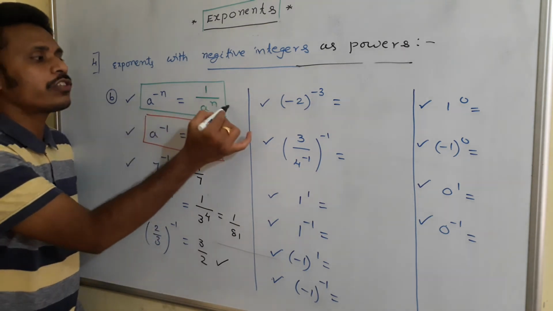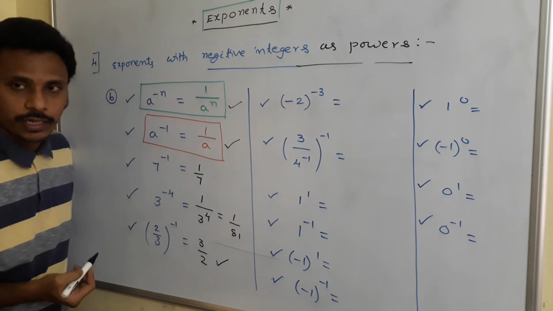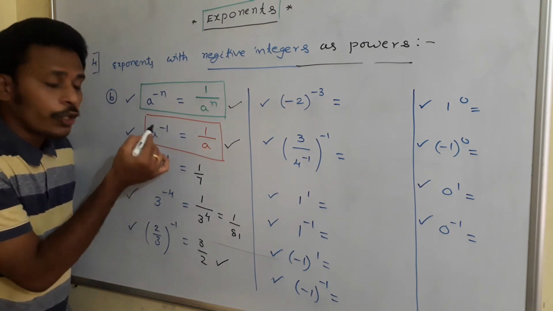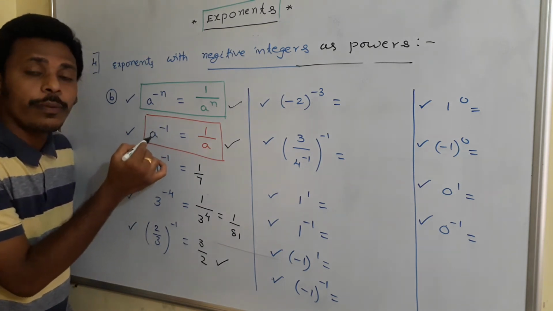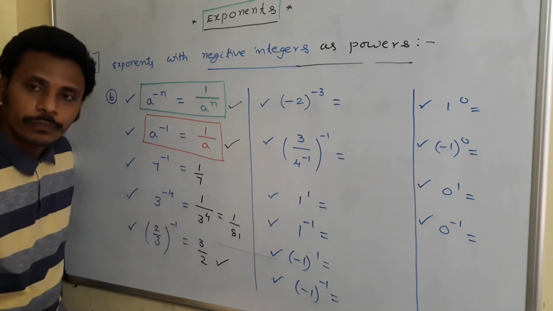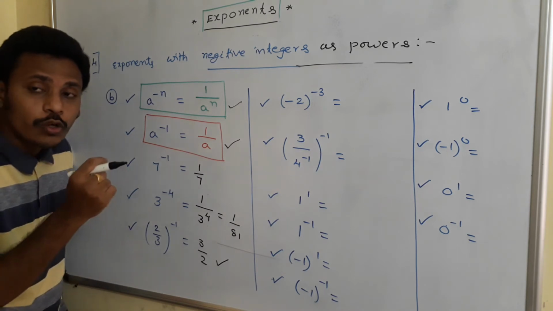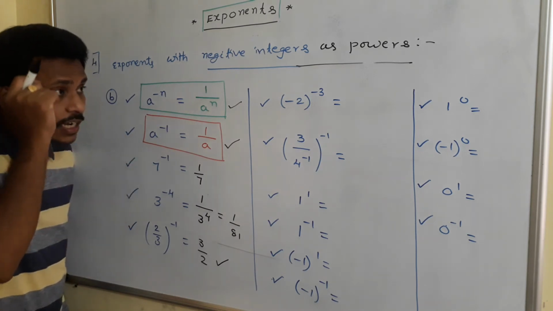We have two laws here. If the power is minus n, 1 by a power n is the answer. If power is minus 1, you need to write reciprocal of this base as your answer. So 2 by 3 to the power minus 1 is 3 by 2. Okay? Just have a look. Very simple. But you need to see, intentionally you need to try.